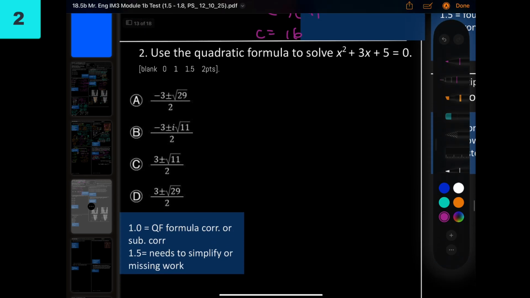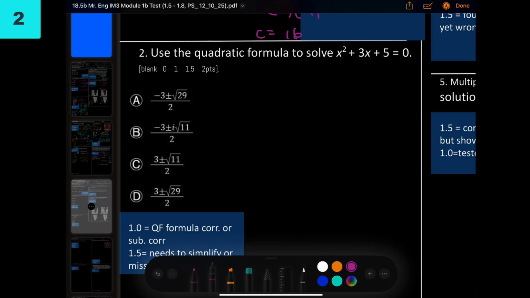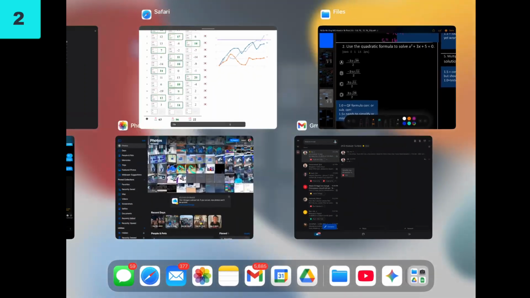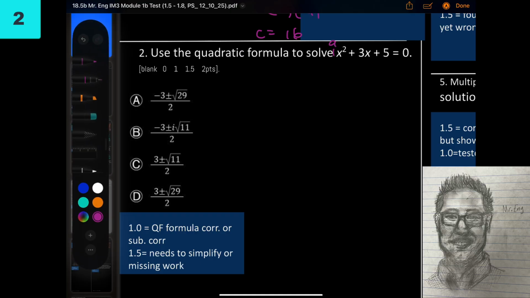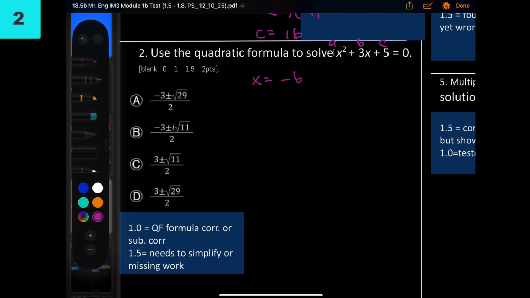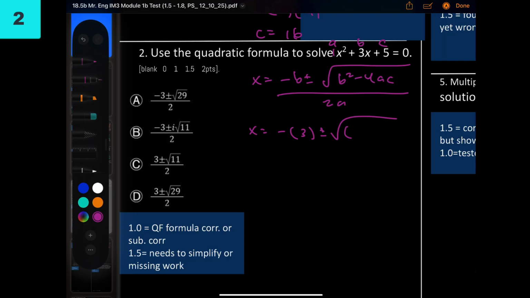Question number 2, solve this by the quadratic formula. So A is 1, B is 3, C is 5. Write down the formula always. Okay, my B value is 3. Remember, use parentheses. A value is 1 and your C value is 5.